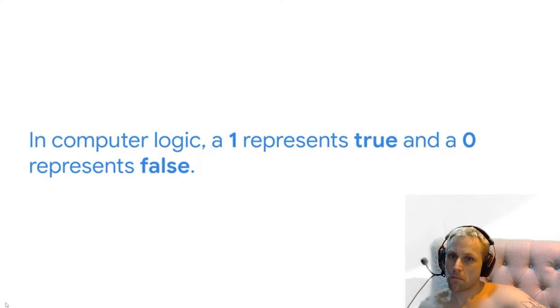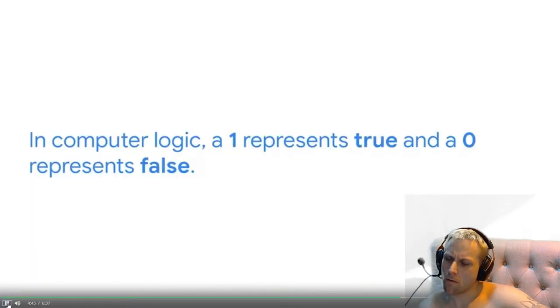represents true, and a zero represents false. The way the OR operator works is you look at each digit, and if either of them is true, the result is true.